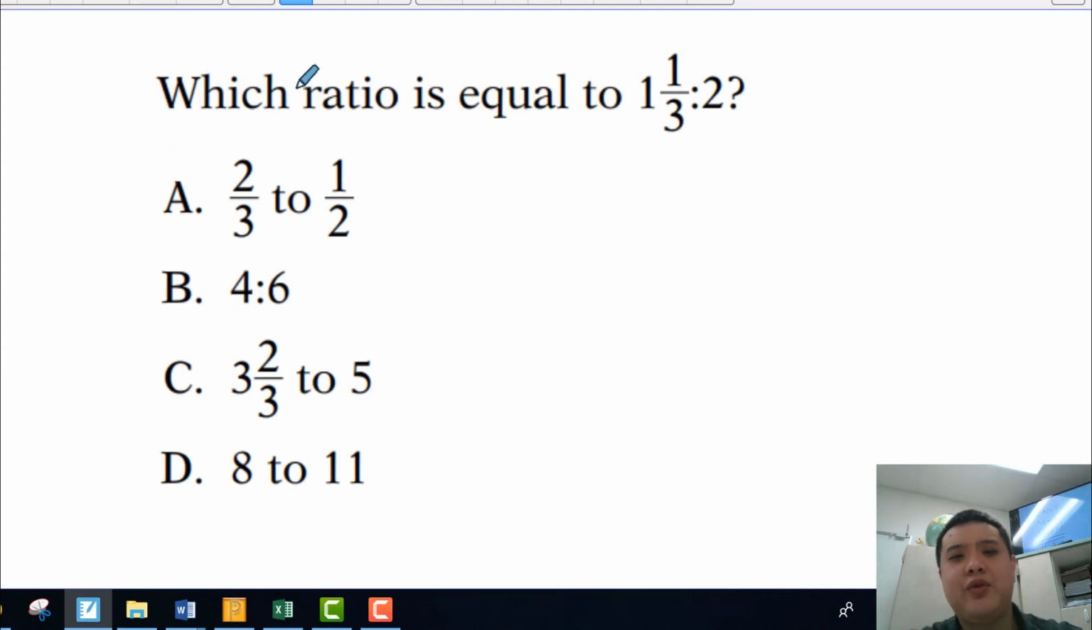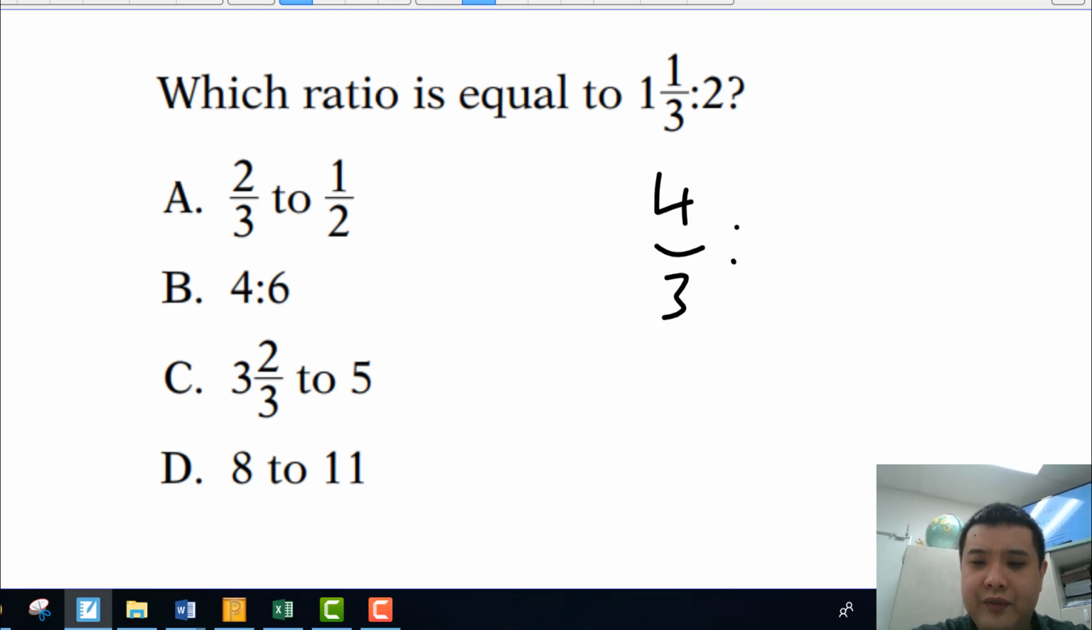Okay. So here it says which ratio is equal to 1 and 1/3 to 2. So we need to figure out which ones are similar or equivalent to them. So let's start off by changing the 1 and 1/3 to 4/3 because those are equivalent fractions. Okay, it's easier to see it that way.